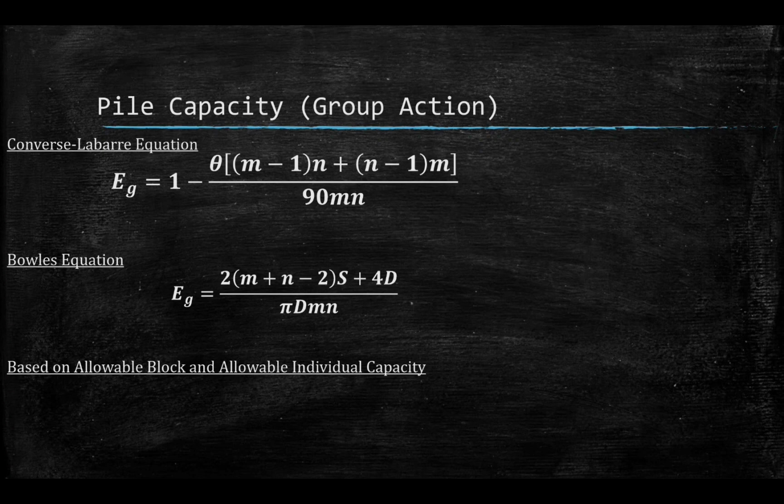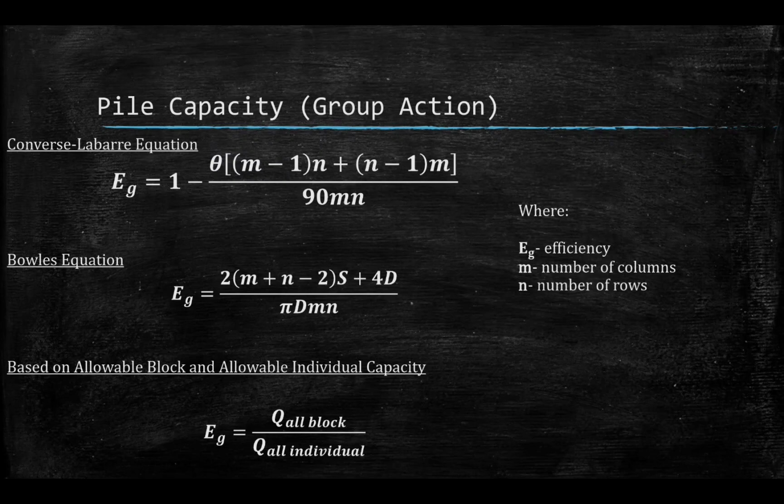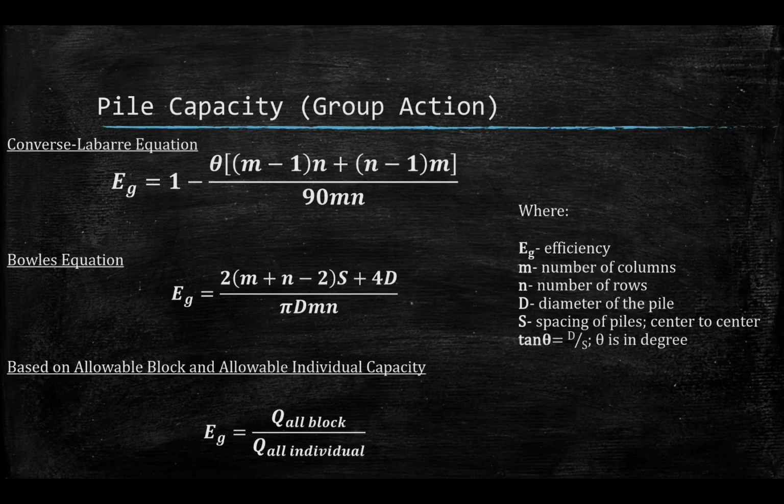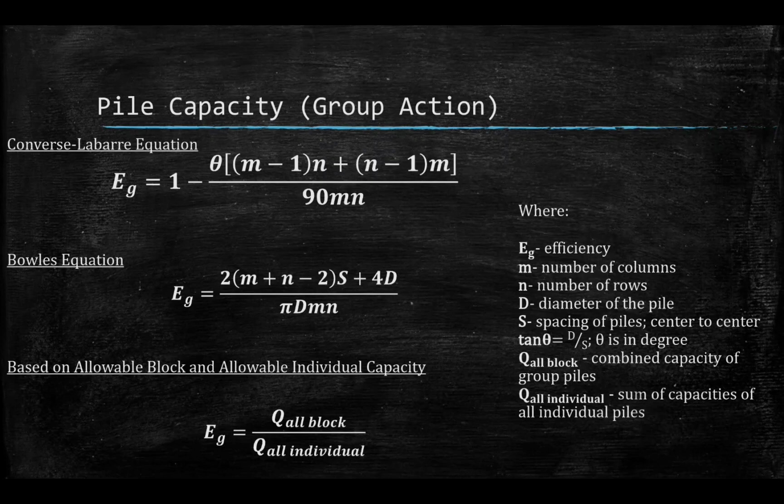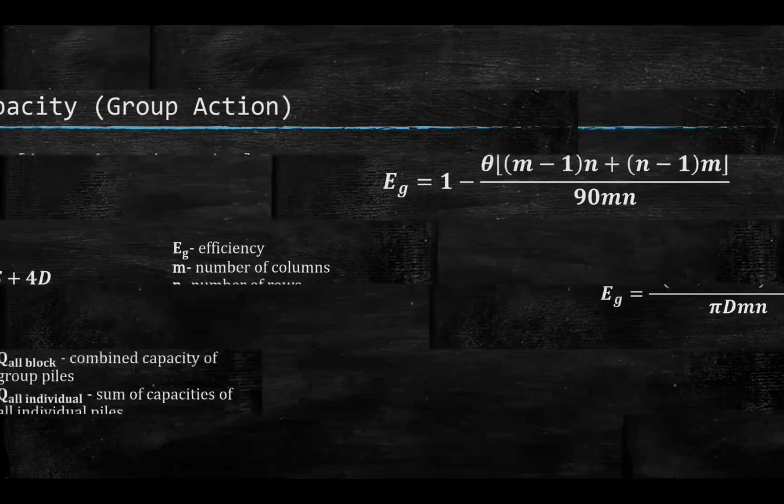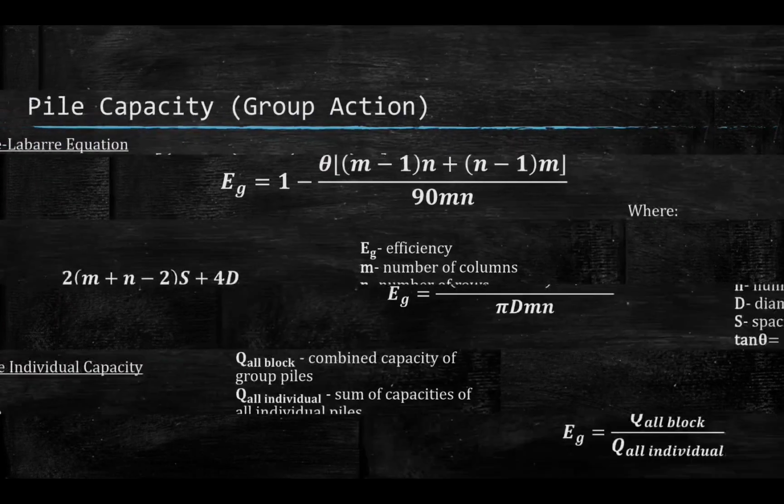Based on allowable block and allowable individual capacity, we also have an efficiency: allowable block over allowable individual. Where EG is the efficiency, M is the number of columns, N is the number of rows, D is the diameter of the pile, S is the spacing of piles center to center, remember, center to center, and theta is arctan of D over S in degrees. Q all block is the combined capacity of the group of piles, and Q all individual is the sum of the capacities of the individual piles. So remember the formula there.